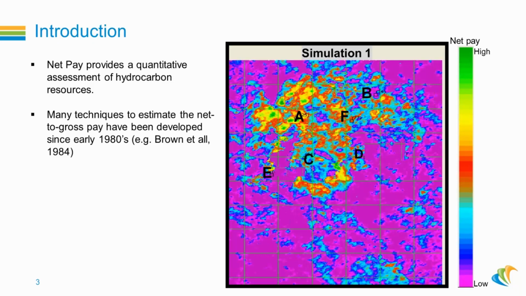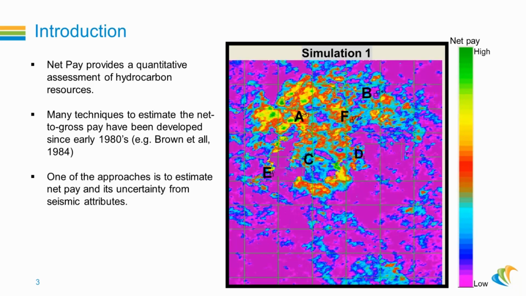and how not to bypass all those reserves. There are many techniques available since the early 1980s to estimate net to gross pay ratio and net pay itself. For example, in the 1980s, Brown et al. introduced the first approach, a seismic attribute-based approach, an amplitude scaling approach for net pay estimation.